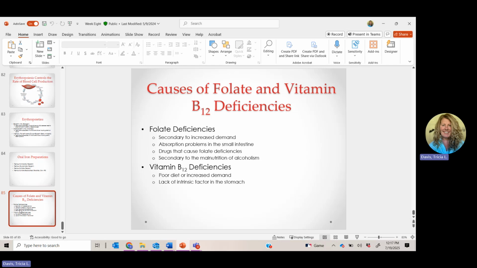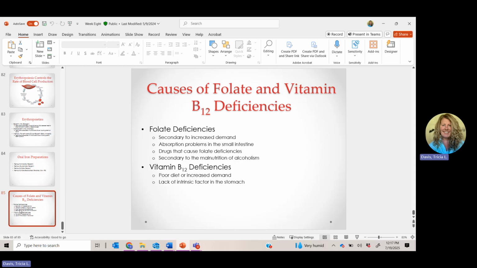When would we have to give these oral preparations? Well, sometimes for folate issues and B12 deficiencies. So why would a patient develop folate deficiencies? Well, sometimes just because the body doesn't make enough for some reason. We might have absorption issues in our small intestine. Think of our patients that have had gastric bypass. There are also drugs that cause folate deficiencies, different medications cause this, or it can be secondary to malnutrition from alcoholism.